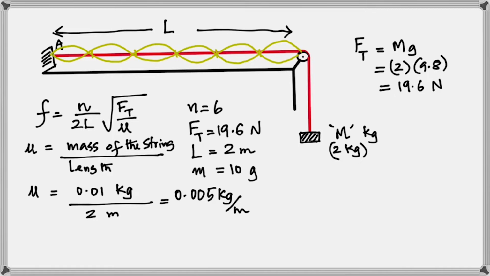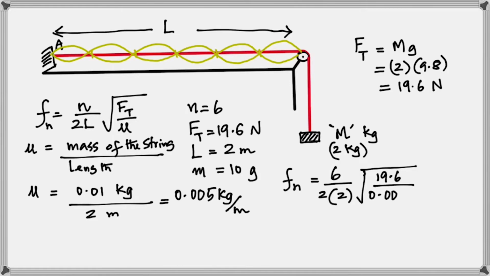And now also put F sub n here in the formula, to show that that's the frequency when there are 6 loops or 6 segments. So now all you got to do is just plug it into the formula. So 6 by 2 times 2, square root of T, which is 19.6, by mu, which is 0.005. And the answer is B.